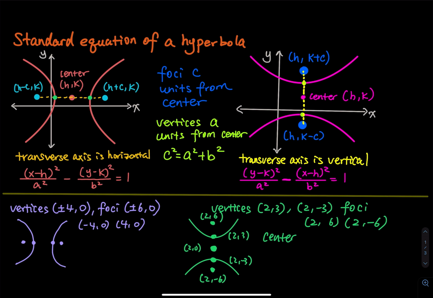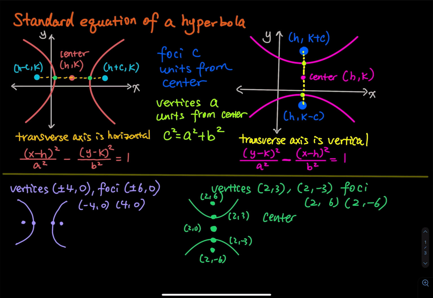The first problem I gave you is of this type, where I give you some characteristics and I want you to write the standard equation of a hyperbola. I gave you the vertices and the foci. The vertices are plus or minus 4, 0, which is right over here, and the foci are plus or minus 6, 0, which is right over here. So this is a focus, a vertex, and a vertex. What you need to do is find the center first.